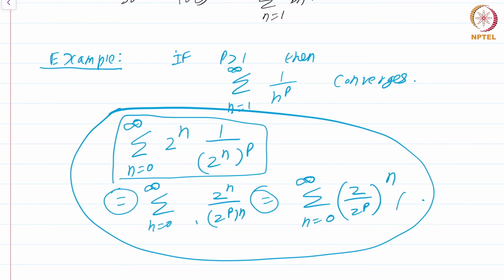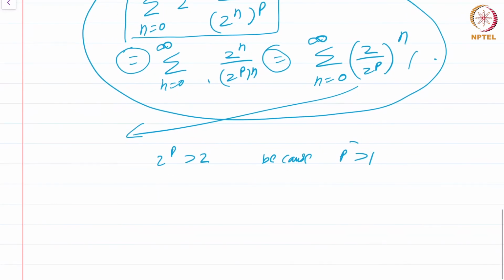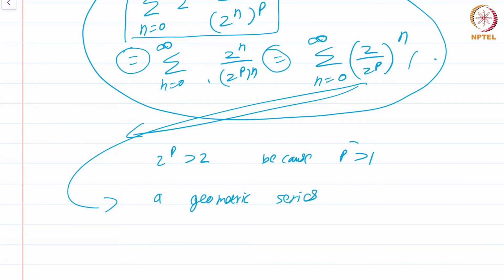Okay. Now, coming back, we have 2 by 2 power p, power n. Why is this helpful? Well, 2 power p is strictly greater than 2 because p is greater than 1. So, because of that, this just becomes a geometric series. It becomes a geometric series with first term 1 because n is 0, first term 1 and common ratio r equals 2 by 2 power p.